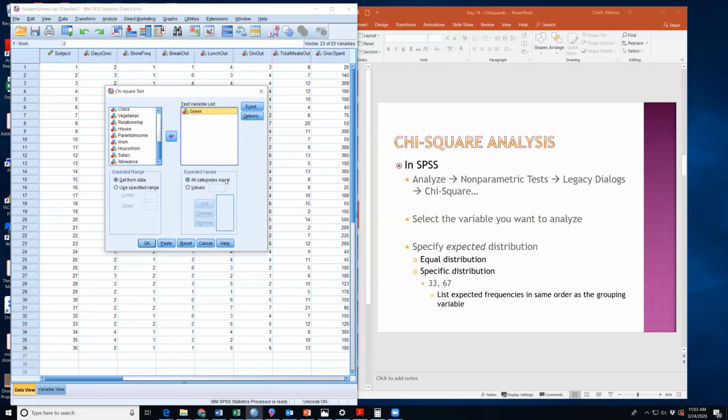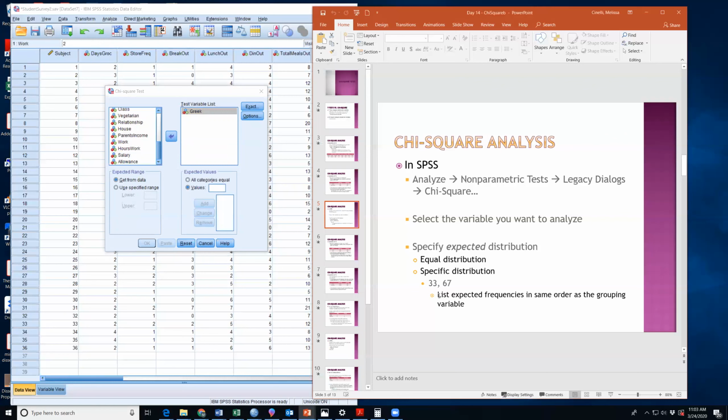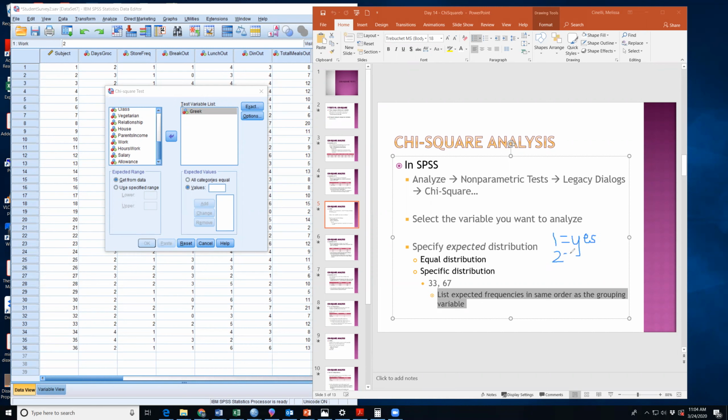But that's not what we expect here. Here we expect, as it says over here in the slides, 33% of students to say yes and 67% of students to say no. Importantly, when you enter expected values in SPSS, you have to list expected frequencies in the same order as the grouping variable. What on earth does that mean? In this data set, 1 equals yes, Greek, and 2 equals no, not Greek.